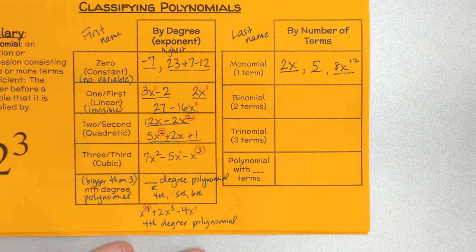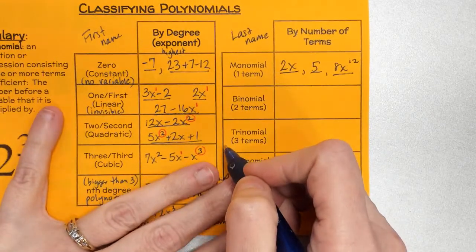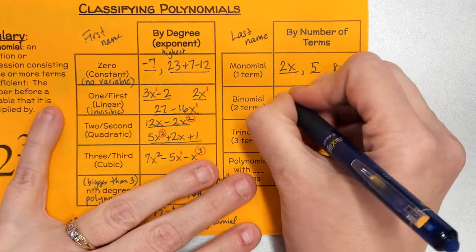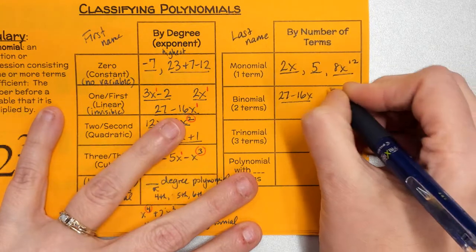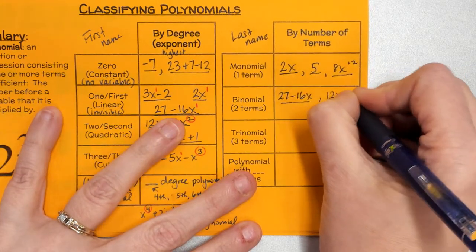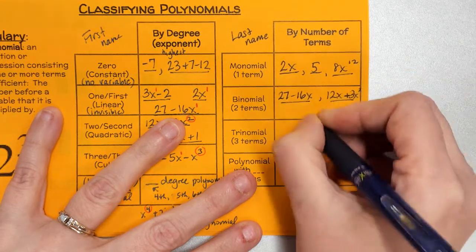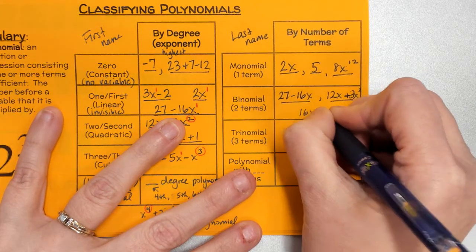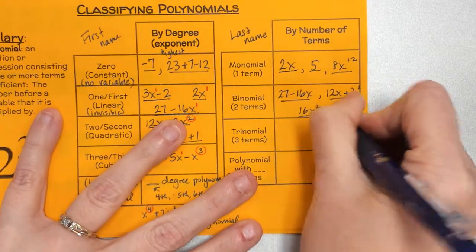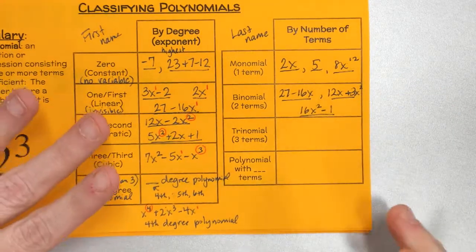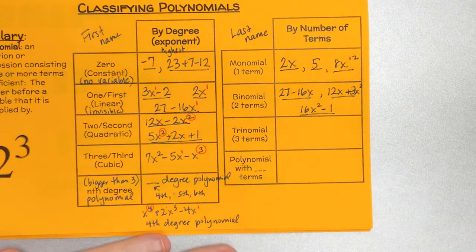Mono means one, okay? Binomial means we've got two terms, okay? So we might see something like 27 minus 16x. We might see 12x plus 3x squared. We might see 16x squared minus 1, okay? These are binomials because they have two terms in each of them, all right?